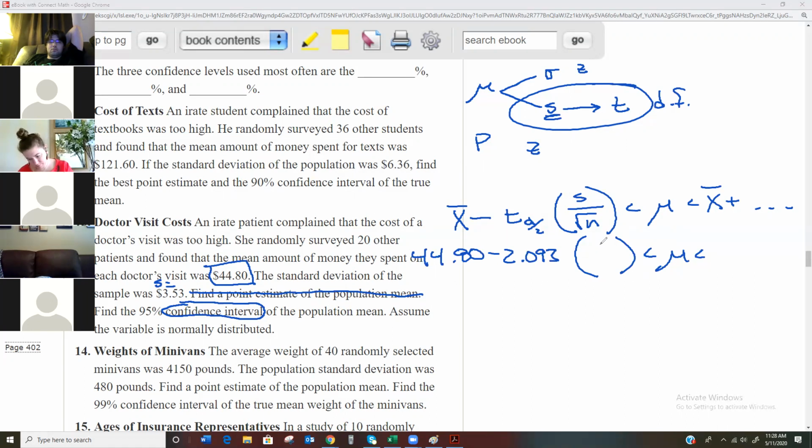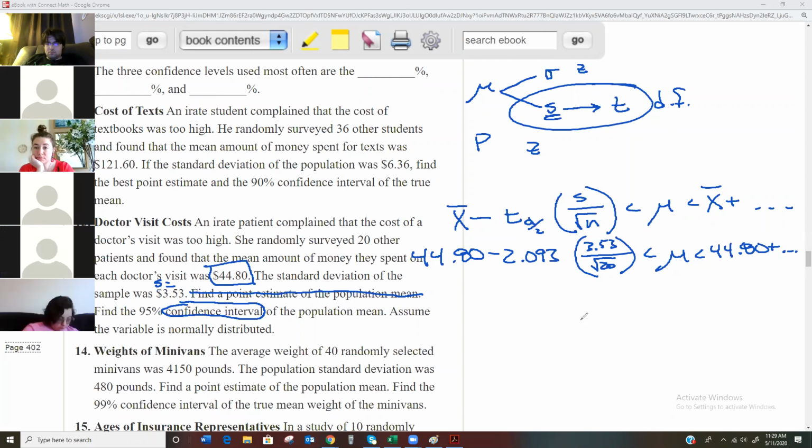Okay, so on this one, our S is 3.53, right? And like you said, our sample size is 20. So that's what you're typing in. And then it would be 44.80 plus the same thing on the other side. What's that margin of error, guys? What are you getting for that?